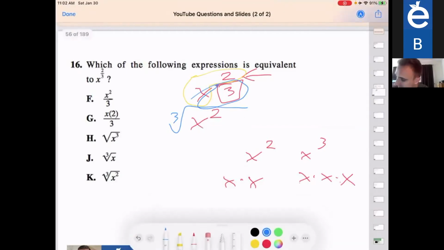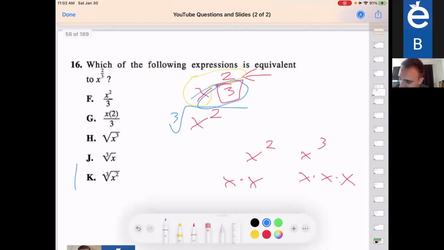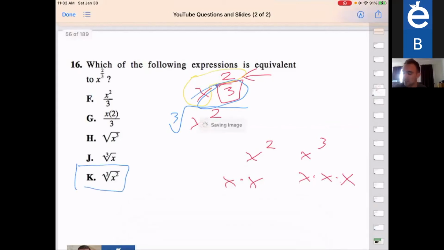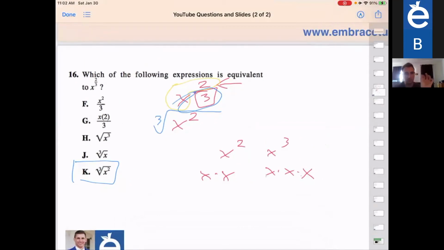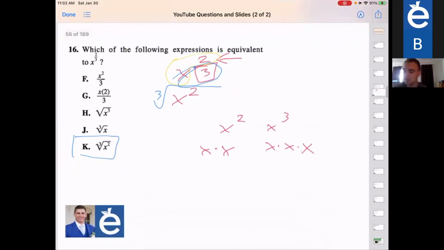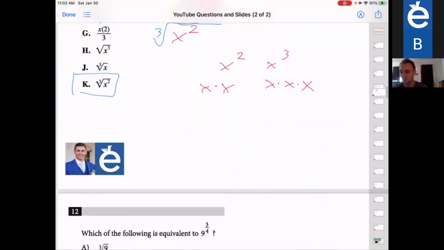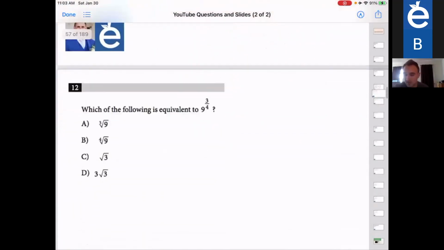And I can see that this answer here is k. So the denominator in our fractional exponent becomes what we're taking the root of in our radical. And then we can leave that numerator in that fractional exponent as our normal term there. So let's look at another one.